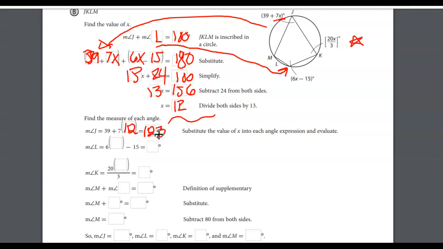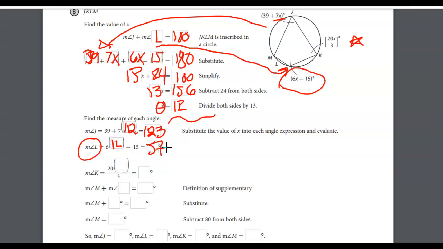Okay, and then same thing with measurement L. I'm going to look right here. This is where he is. This is what L is worth: 6x plus 15. So I have to plug in my 12, my x, for this guy right here. I'm going to do a little math on that: 6 times 12 minus 15. That's going to give me 57 degrees.